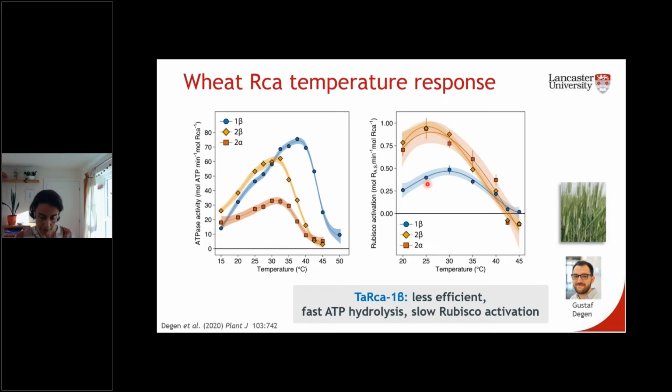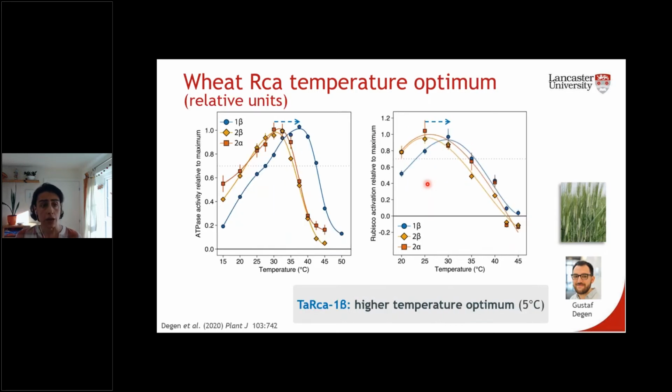And to better visualize this, Gustav expressed the data relative to the maximum activity for each of the proteins to really identify what was that temperature optimum. And so in terms of ATP hydrolysis, there was a shift towards higher temperatures by about 5 degrees, and the same was true for Rubisco activation.